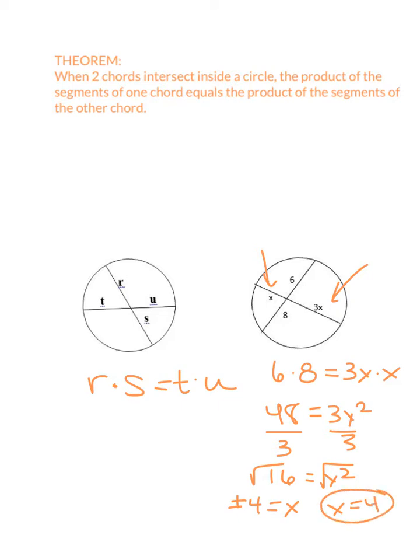Now I can check my work. This is 4, and 3 times 4 gives me 12. So 4 times 12 gives me 48, and 6 times 8 also gives me 48, so I know I have the correct value for x.